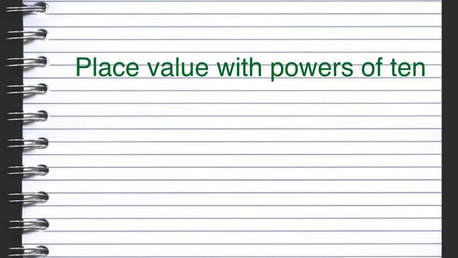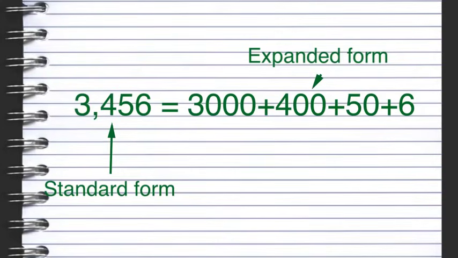In this video, we're going to take a look at how we show place value with our powers of 10. Let's start by reviewing some vocabulary. When you're given a number and it's written like a normal number would be, we call that standard form. That just means it's a number, it's how we always write it and how we read it, 3,456.